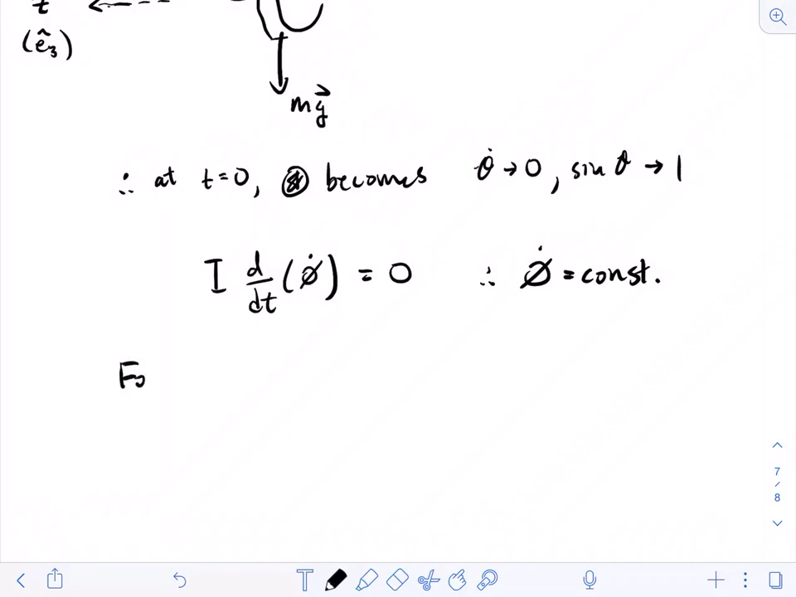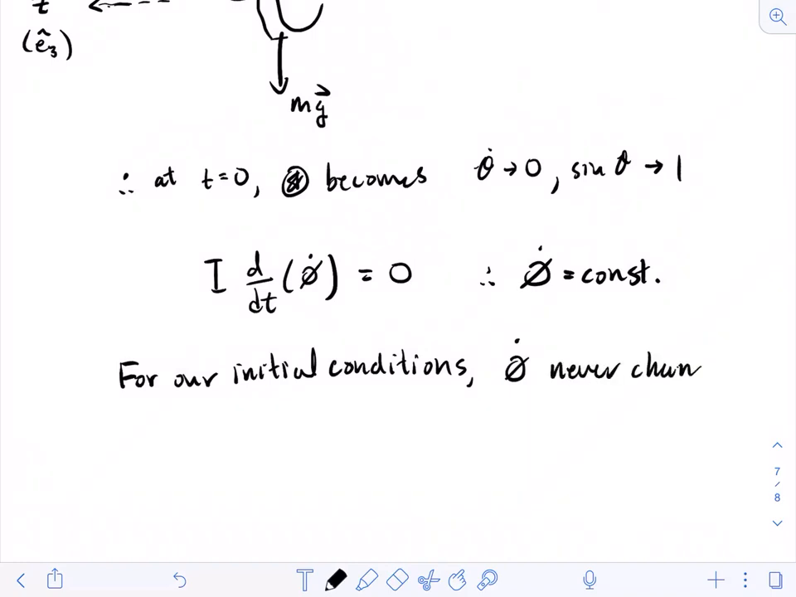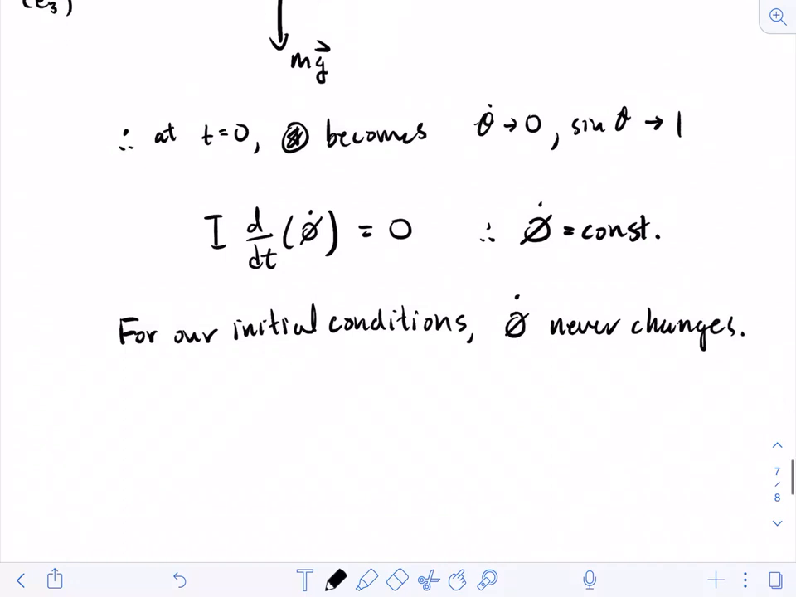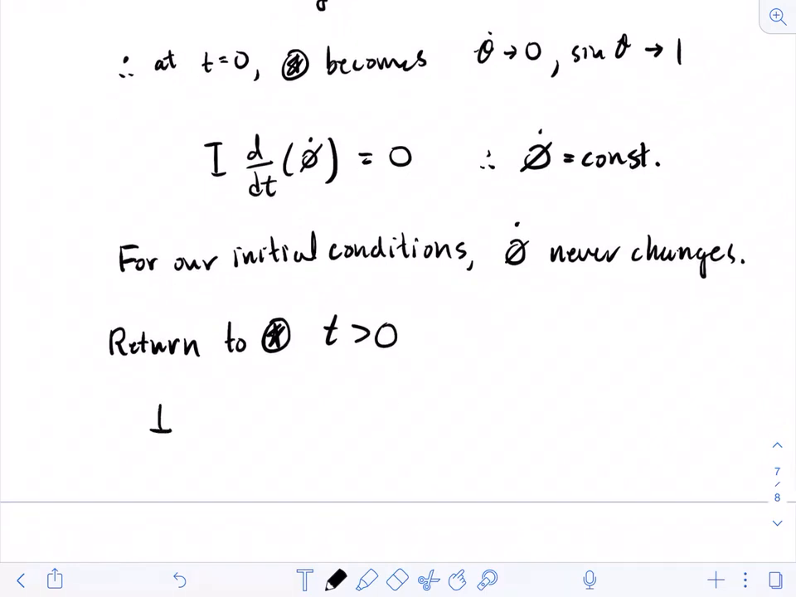Okay, so then for our initial conditions, phi dot never changes its value. Okay, so let's go back to, let's return to equation star for some time greater than 0. So we'll just write out the full expression for equation star, which, remember, came from a time derivative of one of the constants of angular momenta.